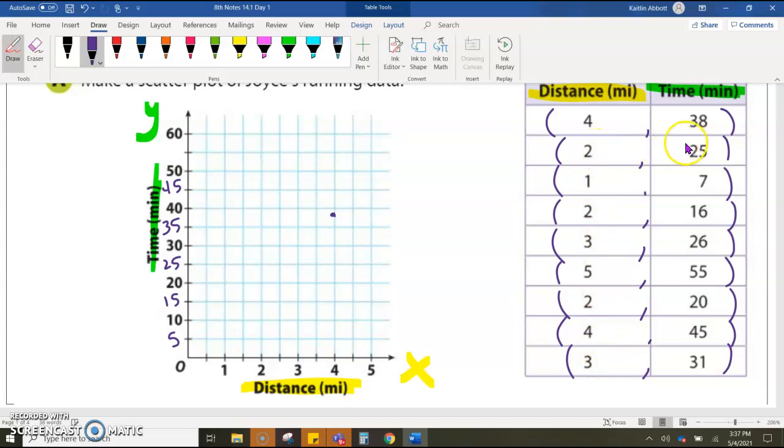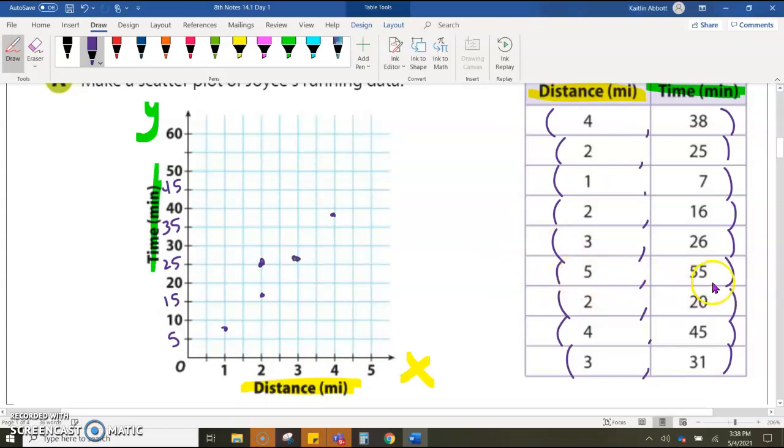Don't complain. 2, 25. So we're going to 2. Oh, 25 is a nice one. 2 and 25, we got a nice one right there. Okay, 1 and 7. We don't have a 7, so we're going to guess, kind of in the middle. All right, 2 and 16. 16 is really close to 15, so let's put it closer to 15. Okay, 3 and 26. 26 is also really close to 25. I'm going to put it right there.